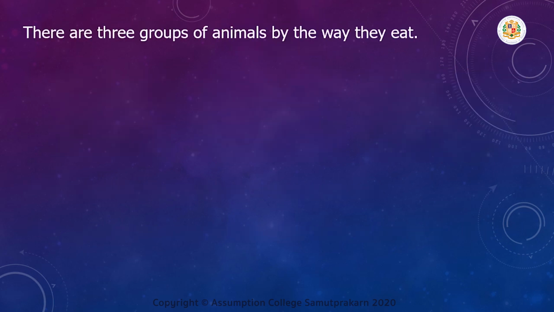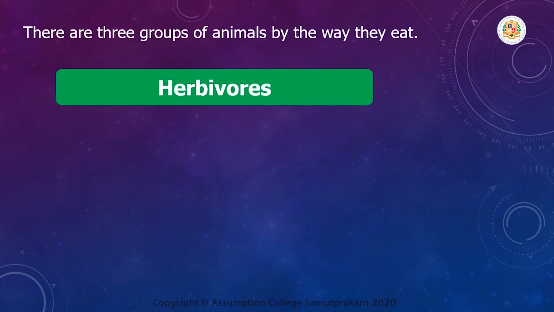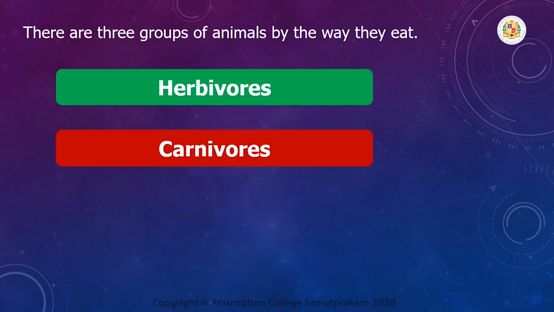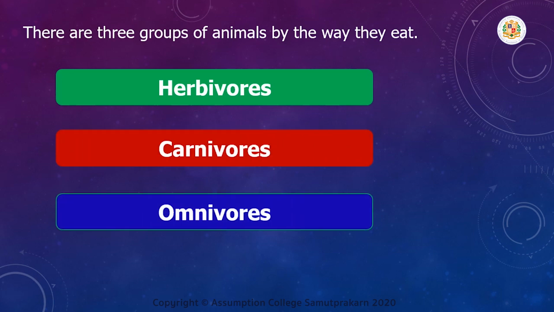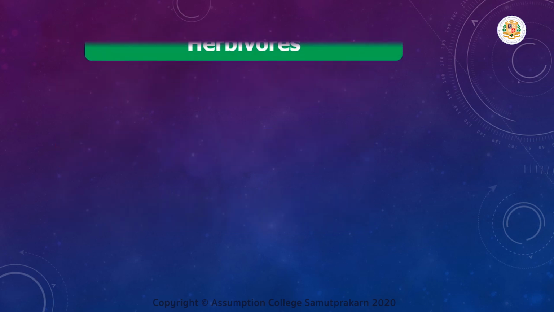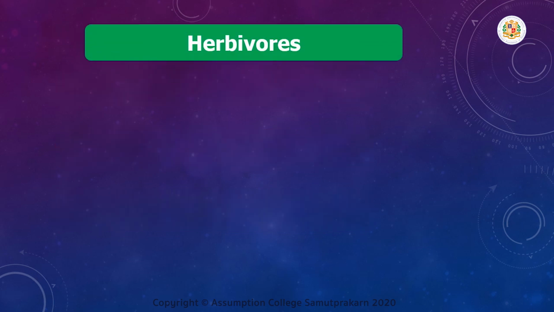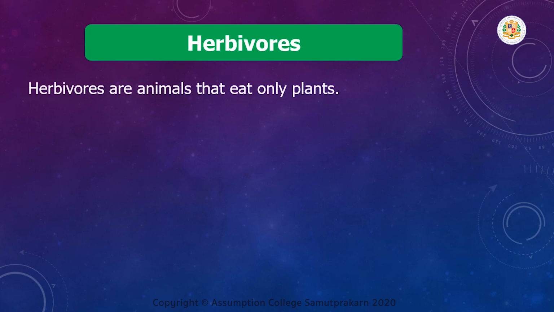There are three groups of animals by the way they eat. Group 1 is herbivores, Group 2, carnivores, Group 3, omnivores. Group 1, herbivores. Herbivores means animals that eat only plants. They love plants so much. The keyword of this group is eat only plants.